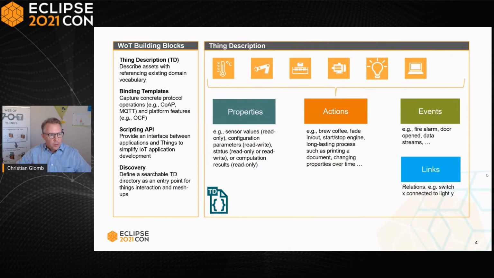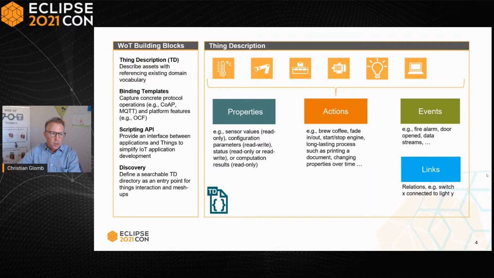In W3C Web of Things, we defined several building blocks. The most important building block is called a thing description. The thing description is a JSON-LD document, and it is a central instance for describing what you have in your IoT landscape.